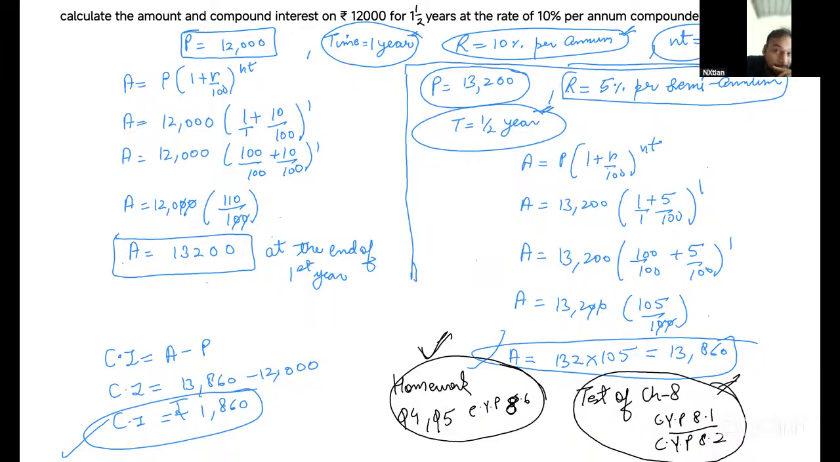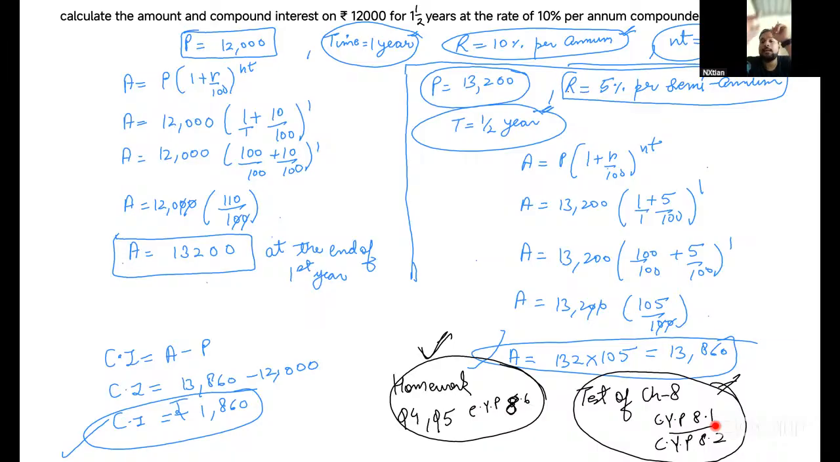Only from these two exercises. But listen, everyone, please. These two exercises, but the same type of question is also there in the terminal exercise, which is based on CYP 8.1 and CYP 8.2. The question based on CYP 8.1 and 8.2 in the terminal exercise can also come in your exam. Okay, guys.